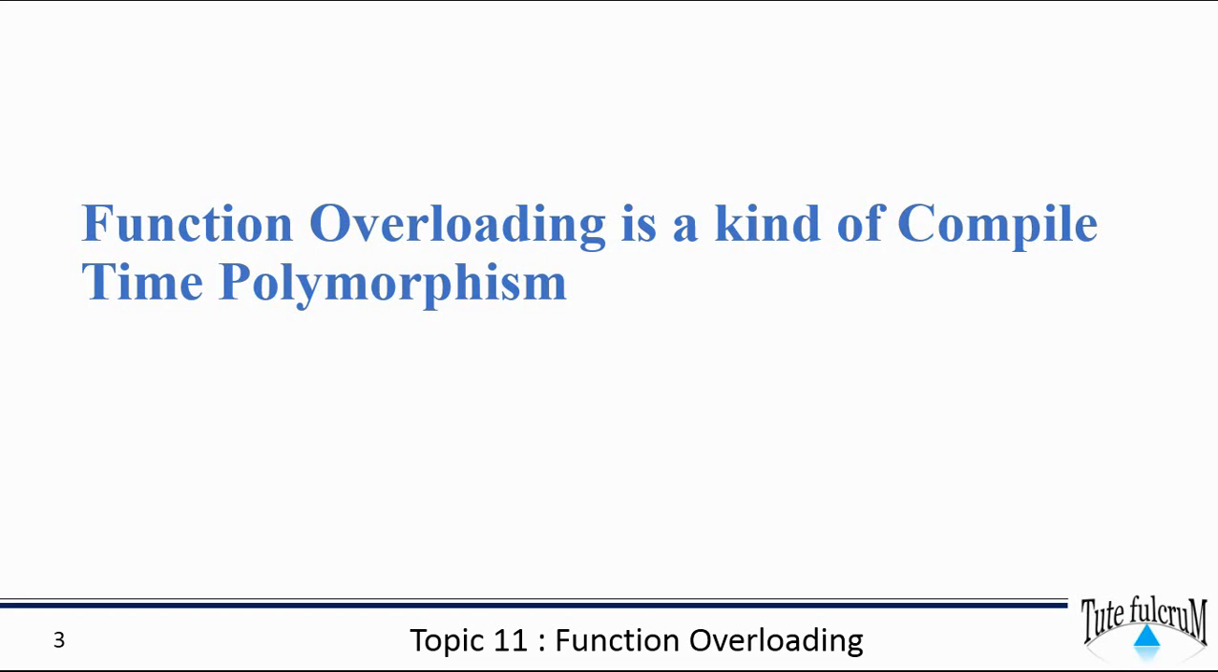So in this session, we are going to discuss how function overloading is looked upon as a compile-time polymorphic behavior. We have seen that polymorphism is a pillar of an object-oriented programming language. So here, function overloading is an example of compile-time polymorphism. So we are going to discuss how it is an example of compile-time polymorphism, or why we say that function overloading is a kind of compile-time polymorphism.